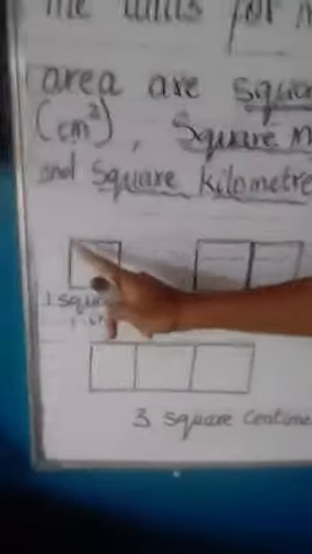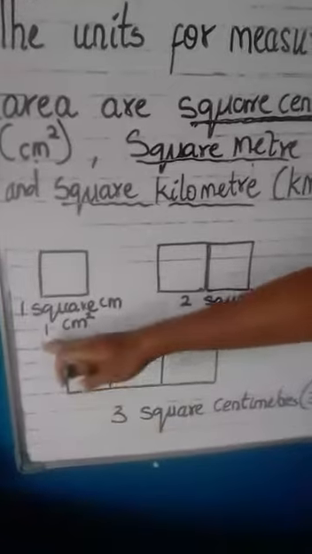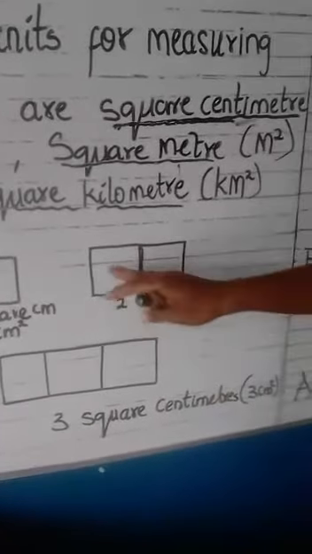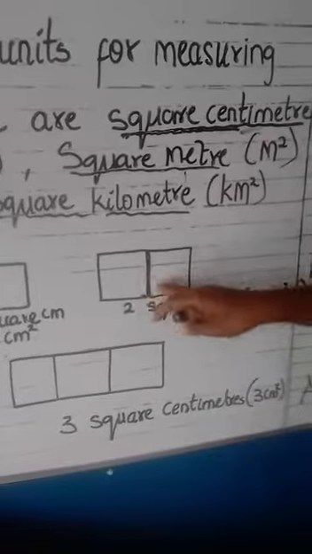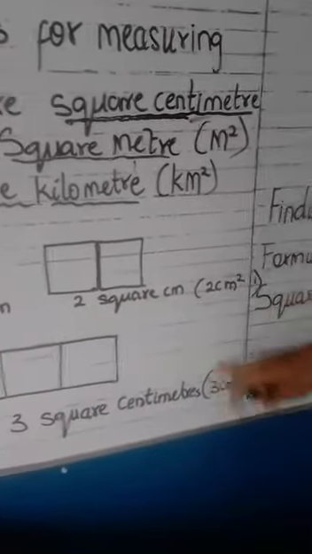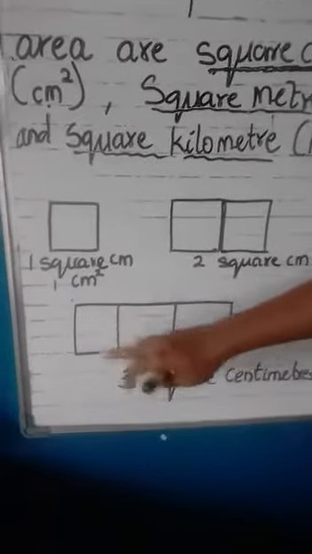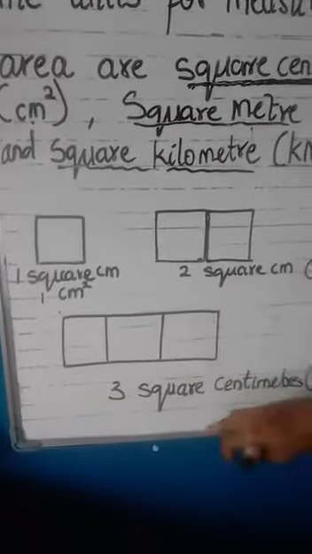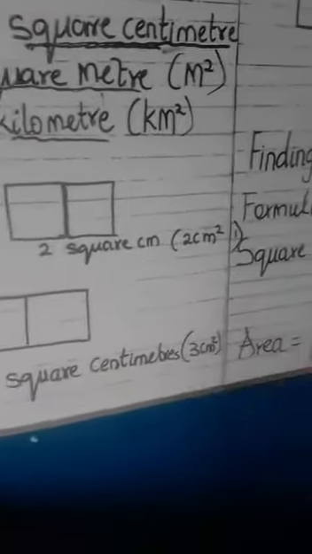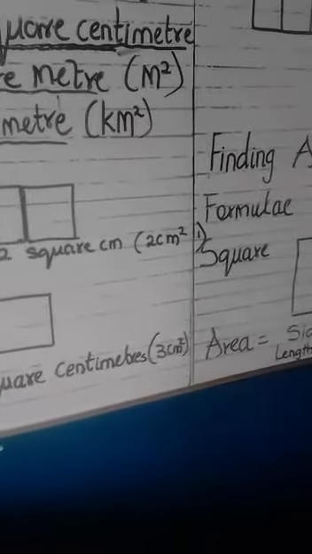Now let's look at this. This is a unit square. So the area is what? 1 cm squared. We have 2 units here. So the area is what? 2 square centimeters. That is 2 cm squared. Now how many units do we have here? 1, 2, 3. So the area of this shape is 3 square centimeters. Can you see that? Good.